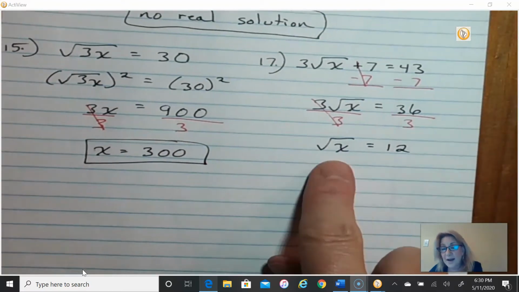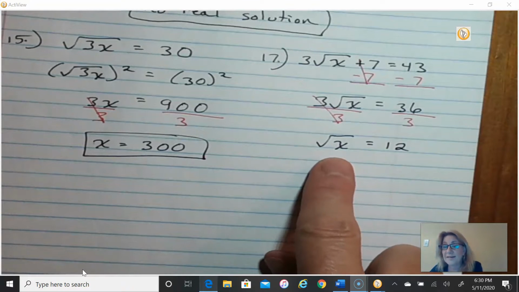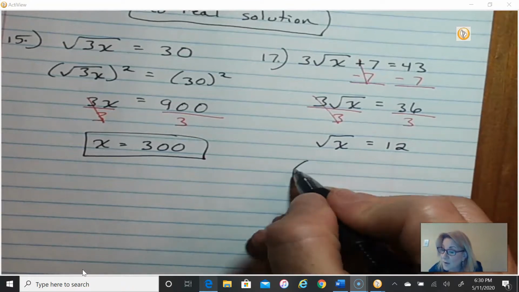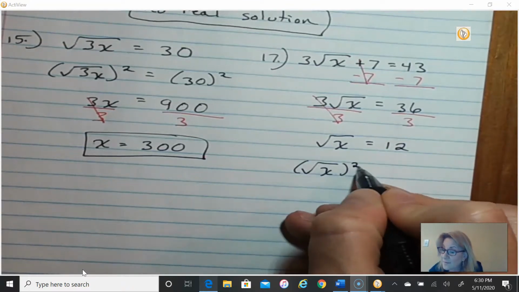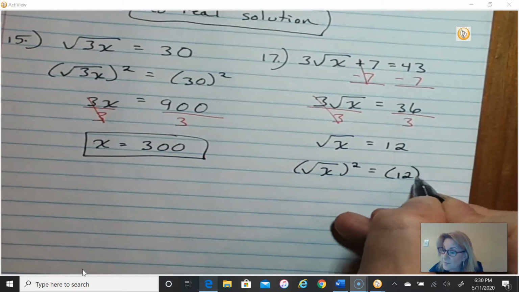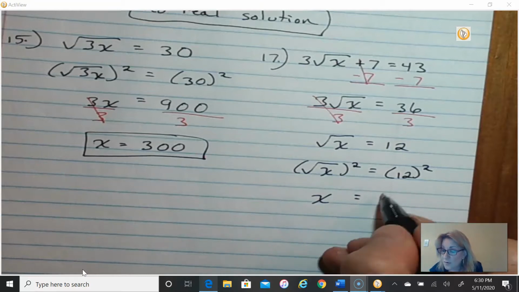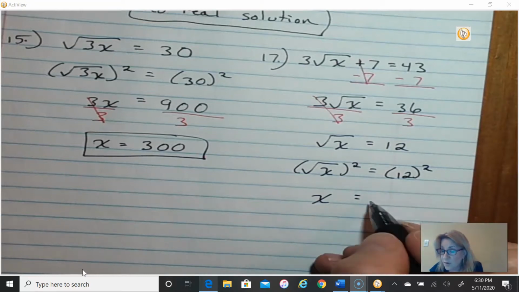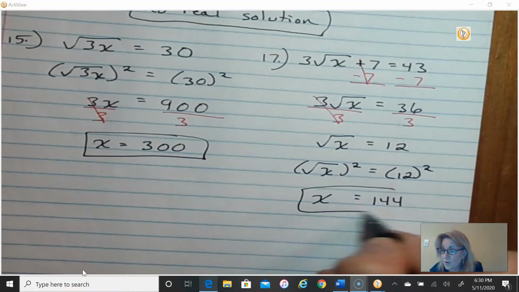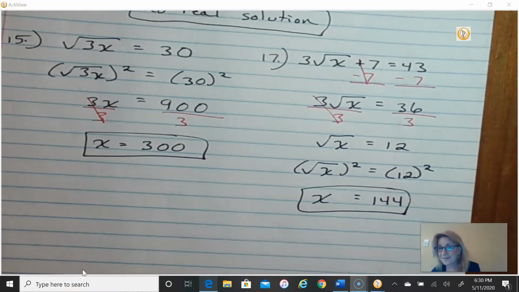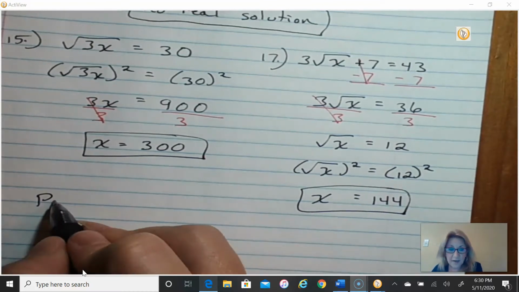Okay, now I've isolated the radical. It's all by itself. So now we square both sides. Okay, I'm left with x equals 12 squared, which is 12 times 12, 144. That's it.